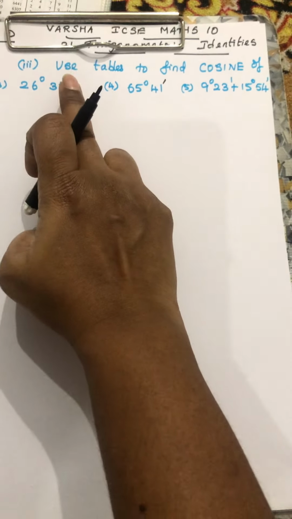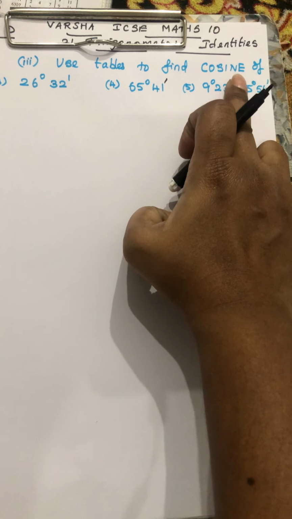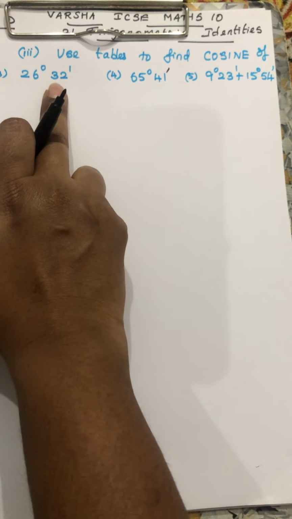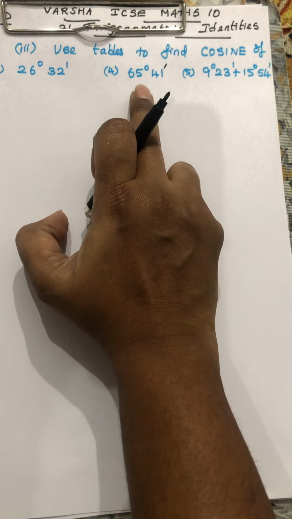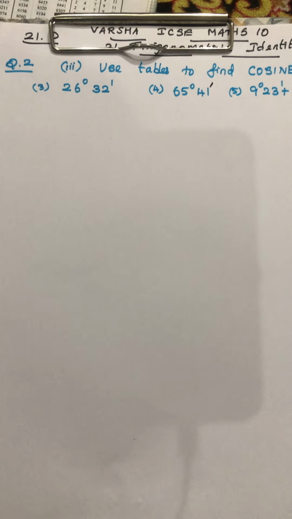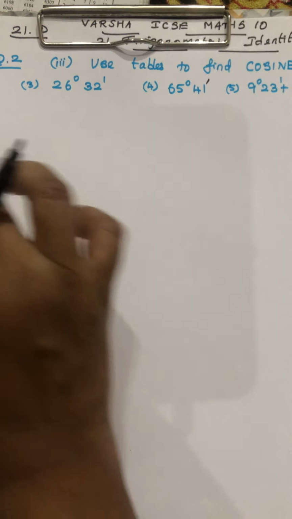So this is the 21st lesson, trigonometric identities, and the 4th exercise, 21D. Okay, question number 2. Use tables to find cosines of 26 degrees 32 minutes and 65 degrees 41 minutes. I have taken 3 sums, but to give you a clear idea I have reduced them to 2 sums.